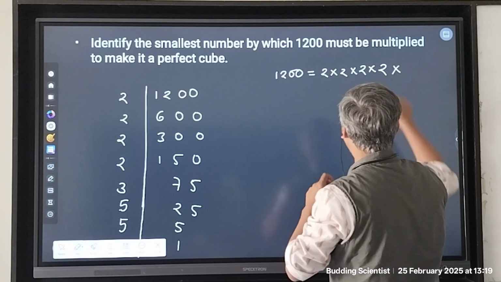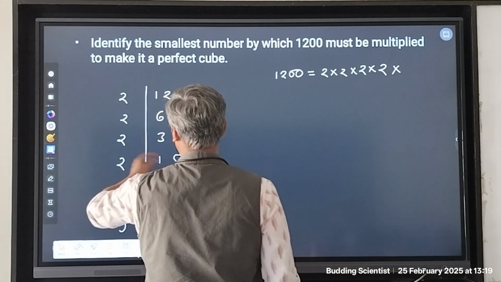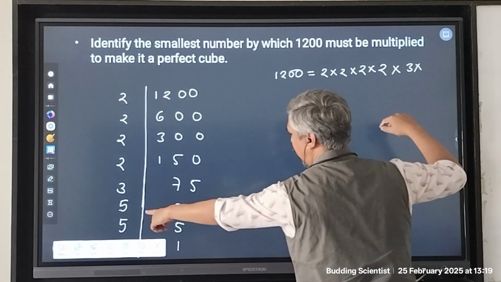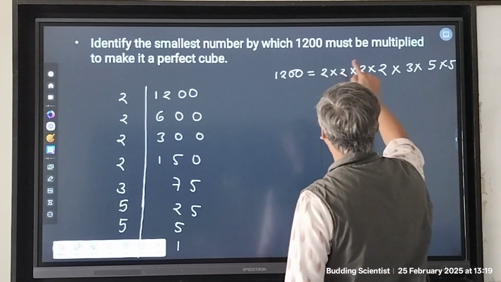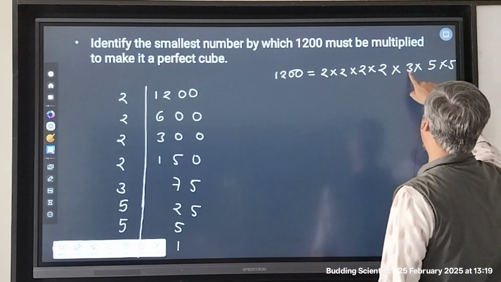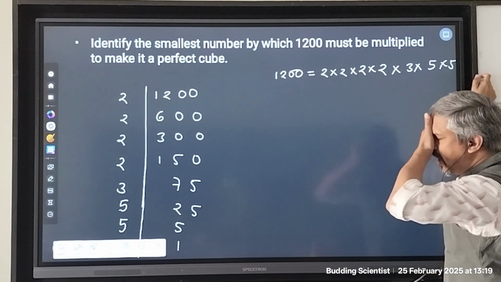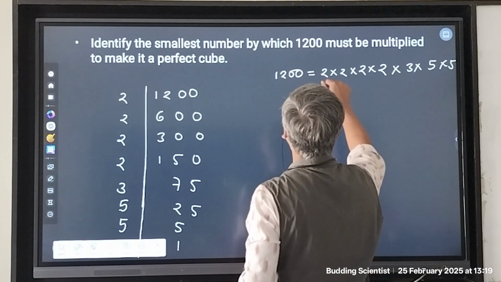Okay, and then let me check this. 600, then 300, then 150, then 75, then into 3, into 5, into 5. 16 into 3 is 48. 48 into 5 is 240 and 240 into 5 is 1200. Yeah, perfect. So we'll have to find out the cube root now.